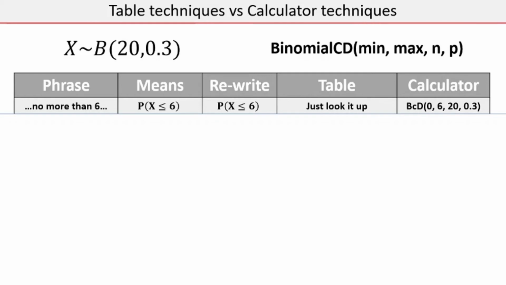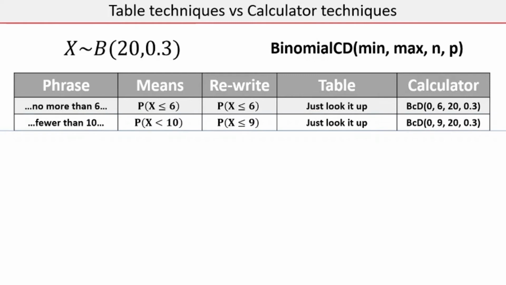The phrase fewer than 10. It must be fewer, it must be smaller, it must be less than 10. This means 10 is not actually included. So my initial probability statement is the probability that x is less than 10. We're going to rewrite it to use a number that is included. We're going to rewrite it as the probability that x is less than or equal to 9.